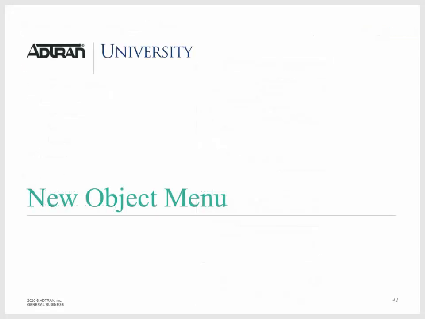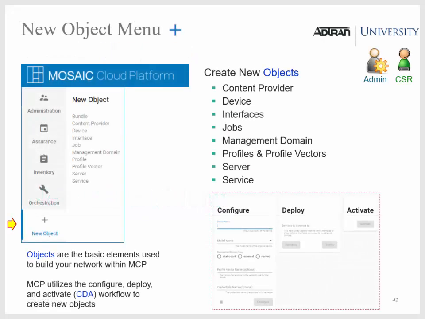New Object Menu. This is the last main MCP menu we'll cover. I've used the word object over and over in this module. Objects are the basic elements used to build your network within MCP. In the next module, we'll step through the creation of device objects, which include TA5000s and ONTs, interface objects, which include the PON ports and Uni Ethernet interfaces, and service objects, which include data and voice services, plus more.